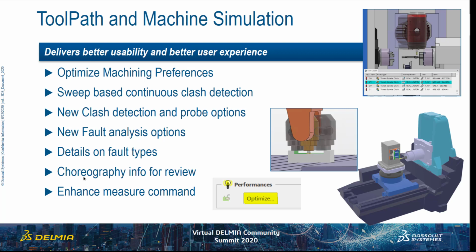Another enhancement is on the choreography capabilities, where you can include comments that you would like the reviewer to see when they're playing the simulation. And another final one here is the enhanced measure command, which allows you to measure between an intermediate stock. You can stop the simulation and, from an intermediate stock, measure between the holder or whatever situation you're in.